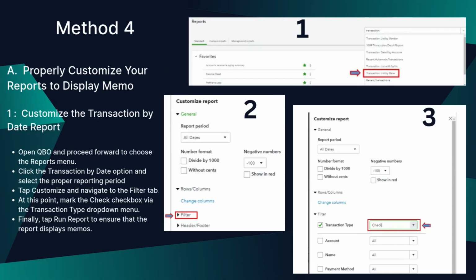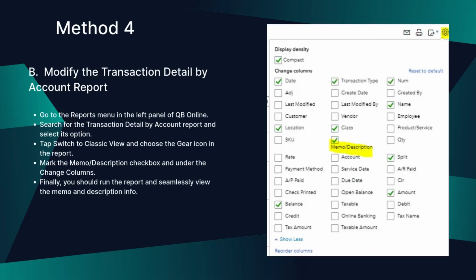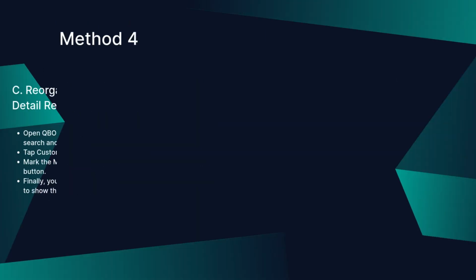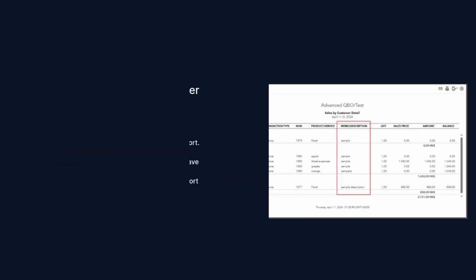Method 4. A. Properly customize your reports to display Memo. Customize the transaction by date report. Method 4. B. Modify the transaction detail by account report. Method 4. C. Reorganize the sales by customer detail report.